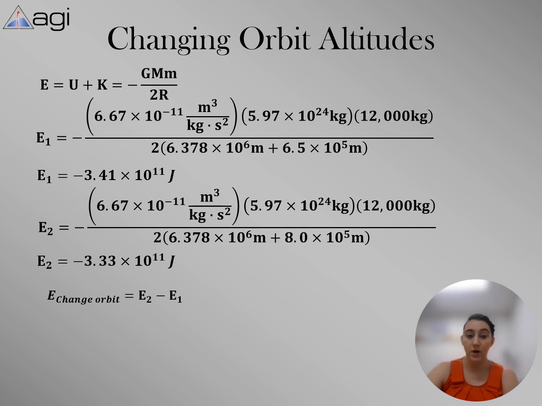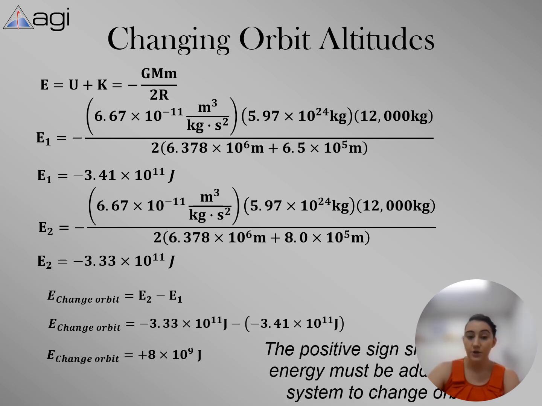We subtract E1 from E2, and this is the amount of energy required to move the satellite. Now we're always going to indicate either a plus or a minus sign in front of this final solution, and the reason is we have to say whether we're taking energy away or adding energy. In this instance, we need to add energy to move to the next orbit. So to go from E1 to E2, we have to add 8 times 10 to the 9th joules in order to push it out to its new orbit.